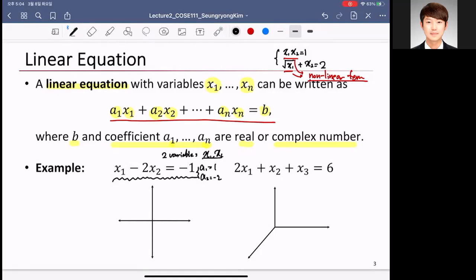First of all, let's suppose that x1 is equal to 0, then -2x2 is equal to -1, so x2 is equal to 1/2. Here, this x-axis means x1, y-axis means x2, then this point is going to be (0, 1/2), right? What about this? x2 is equal to 0, then x1 is going to be -1. So in this case, here, (-1, 0). So our linear equation can be plotted like this, right?